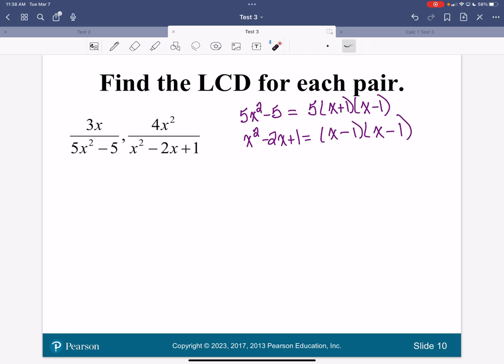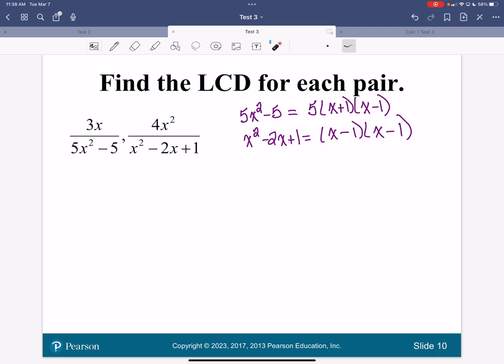Okay, 5x squared minus 5. You pull a 5 out, and you're left with x squared minus 1. X squared minus 1 goes further. X plus 1, x minus 1. Okay, so make sure you got that right there. Okay? Then our second one, x squared minus 2x plus 1, that is a perfect square trinomial.